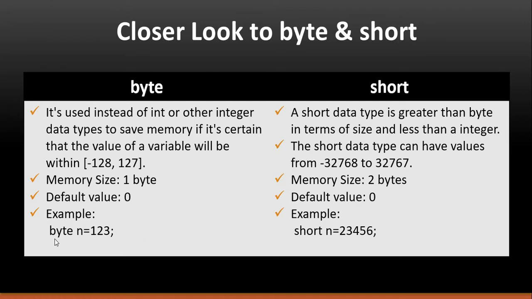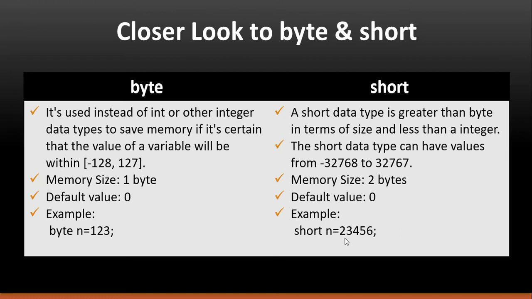Here is the example. I have declared variable n equal to 123 and the data type is byte. If I am trying to store value 128 or larger than this range, we won't be able to store that value. Another data type we have is short data type. So short data type is greater than byte data type, but it is smaller than integer data type. So if you want to store some value in this range, you can go for short data type.